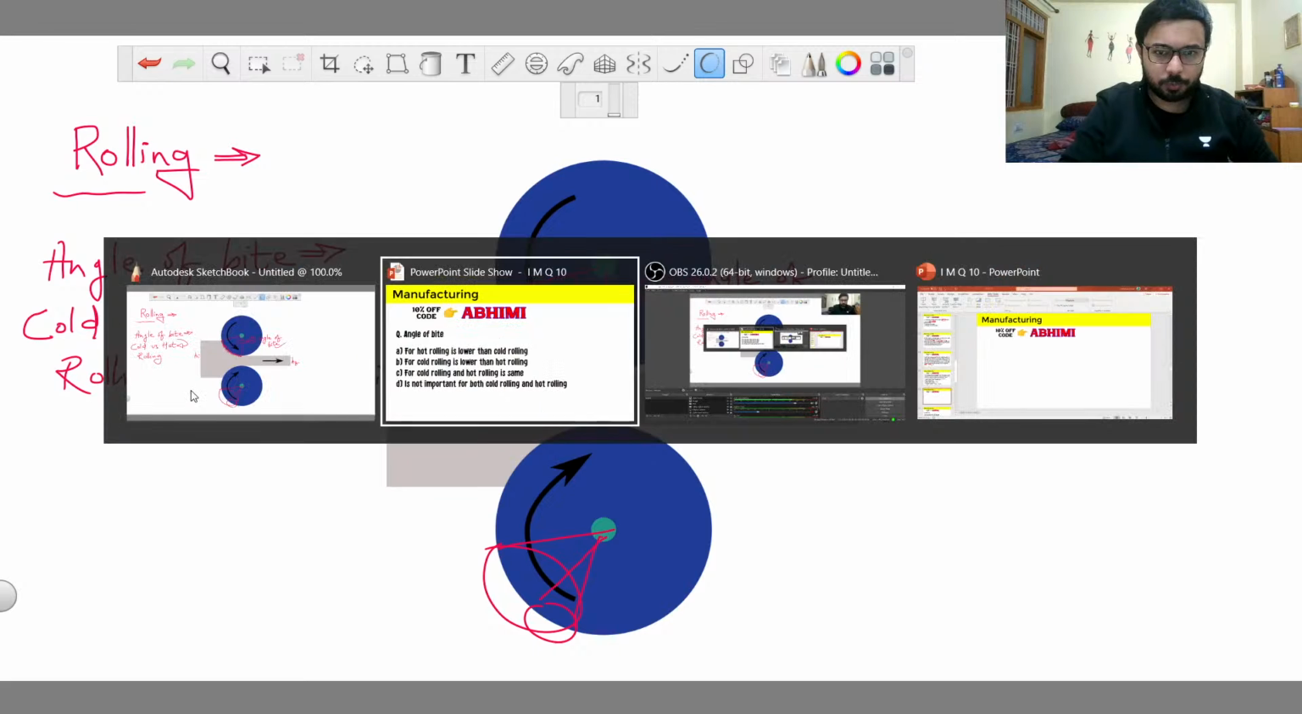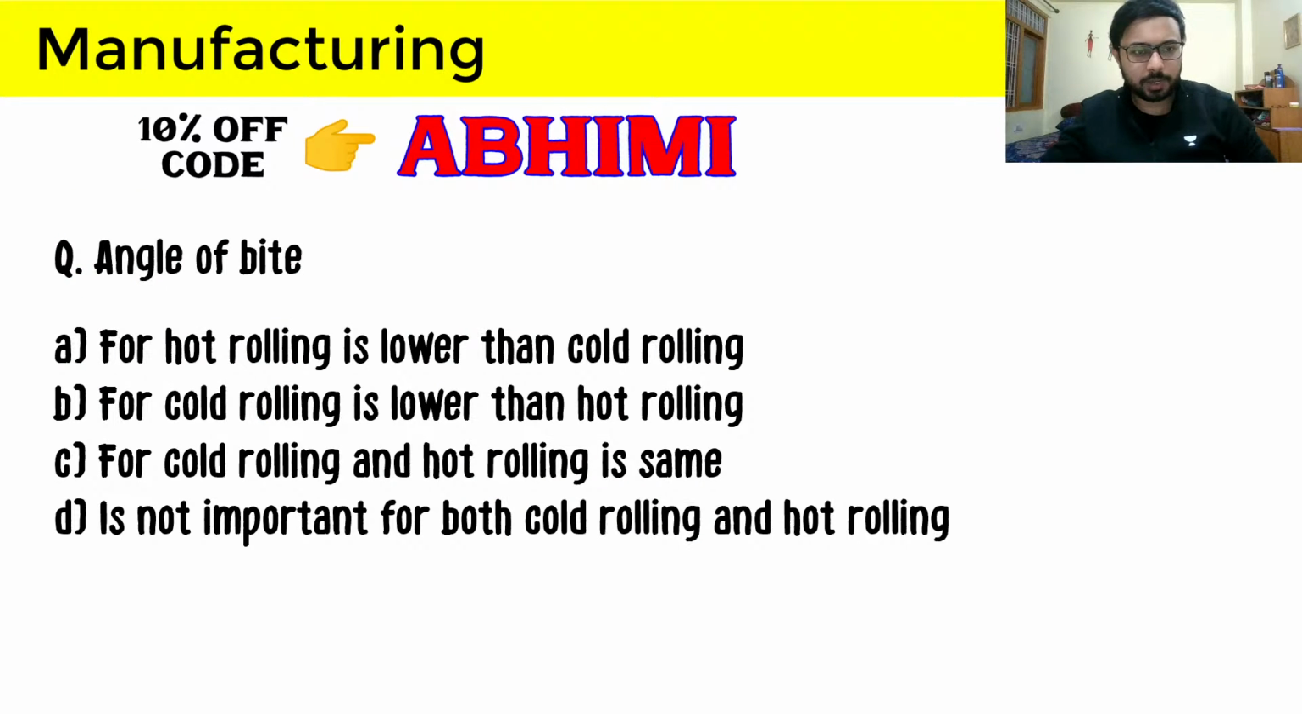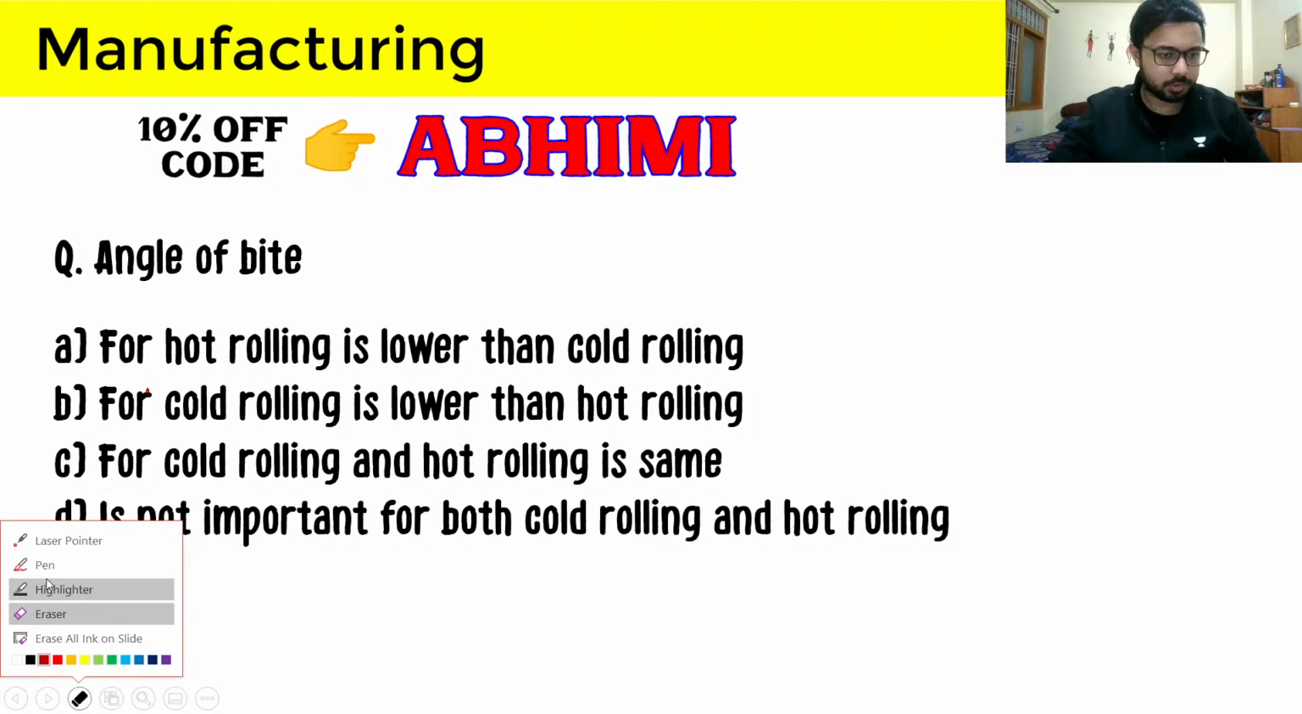So that's it for the discussion of this question, and now we can find the answer right here. The angle of bite for cold rolling will be lower than for hot rolling, so B is the option that we have to choose. So this is the correct answer.